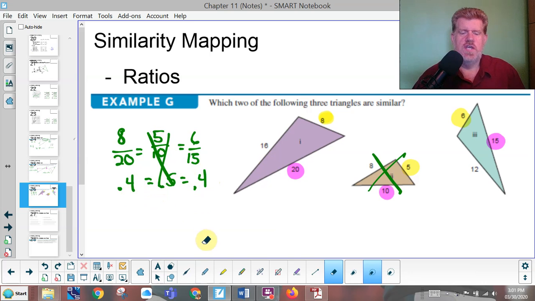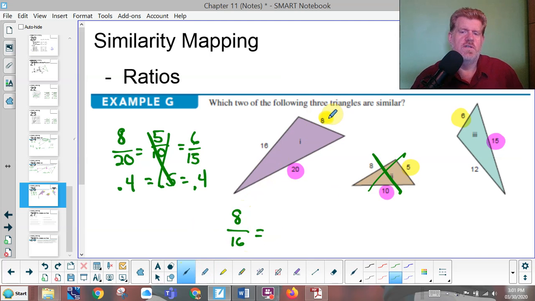Let's just compare these 2 triangles, agreeing that that's not a possibility of an answer. So I know that 8 over 16, if I do that one to the middle, small divided by middle. Is this true? I think you can see that yes, 8 over 16 and 6 over 12 are both 1/2. It is true. These 2 triangles, 1 and 3, are similar to each other.